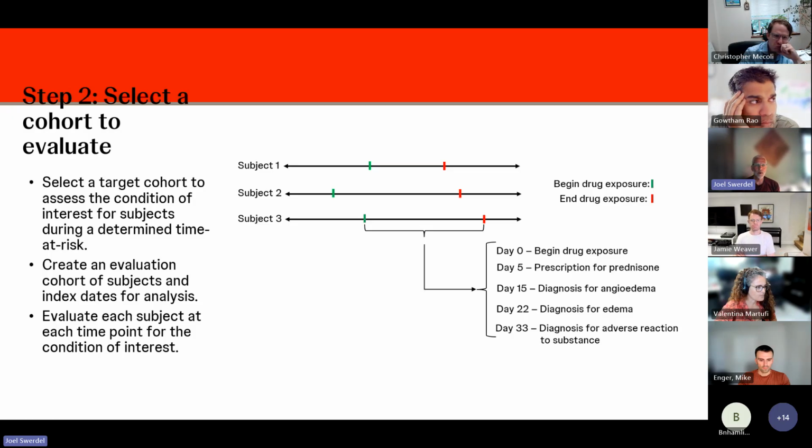So what we did as an innovation was to use the elements in the model and look for any of those elements, and it could be several hundred, within this time at risk. So they don't necessarily need an angioedema code. They could just have a diagnosis for adverse reaction to a substance, and we don't want to miss those people.